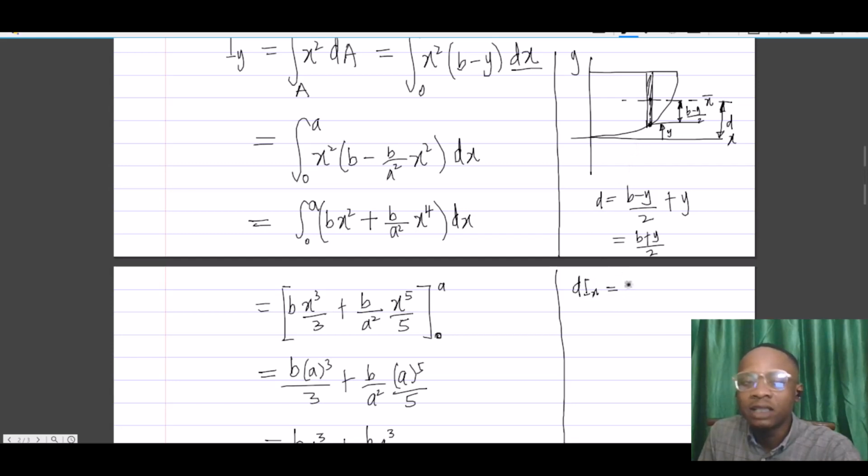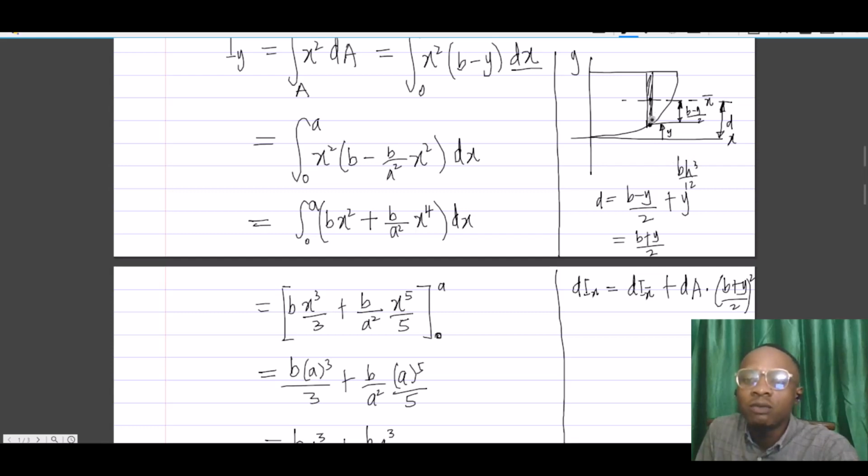So this dIx is going to be given by the parallel axis theorem: the Ix bar plus the A, the area of the elemental strip, multiplied by d squared. Our d is (b plus y) over 2, so we have ((b plus y) over 2) all squared. This can help us obtain our results. Now, how do we get the Ix bar? We know already that for a rectangular strip, the moment of inertia about an axis through the centroid of the area is given by bh cubed over 12. We did that in the previous lesson.